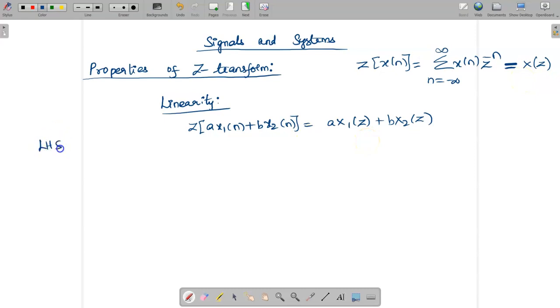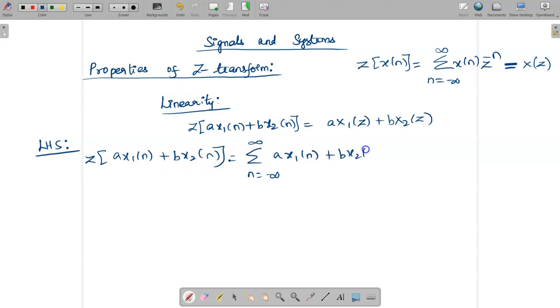So take your left hand side. Z transform of a x1 of n plus b x2 of n is given by. Here again, Z transform of x of n is whatever you have here, you have to write as it is and then into z power minus n. Similarly here, whatever the functional value available, we have to write as it is. So summation n equal to minus infinity to infinity. Instead of your x of n, I have this whole term, write as it is: a x1 of n plus b x2 of n.